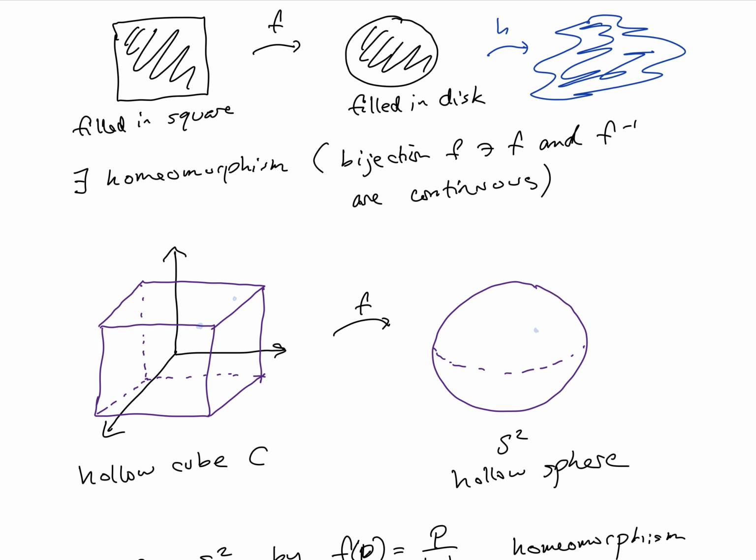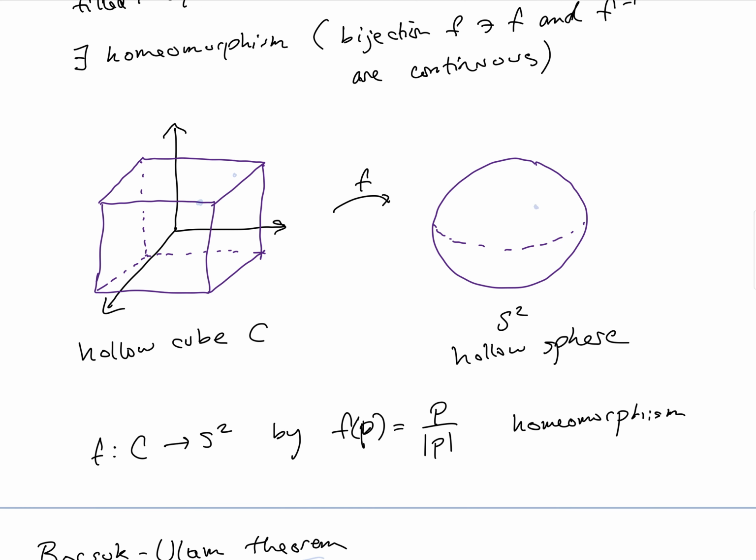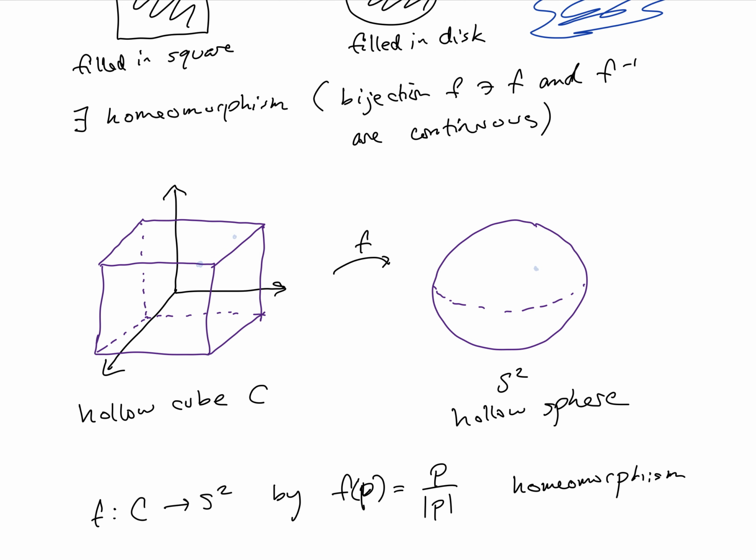That means there's a homeomorphism between them: a bijection, one-to-one and onto, such that both the function and its inverse are continuous. As another example, if we look at the hollow cube and the hollow sphere, there is a homeomorphism between them. Here's a specific one: f of p for any point on the hollow cube. f of p is going to be p divided by the length of p. That will give us a point on the hollow sphere. And that is a homeomorphism.